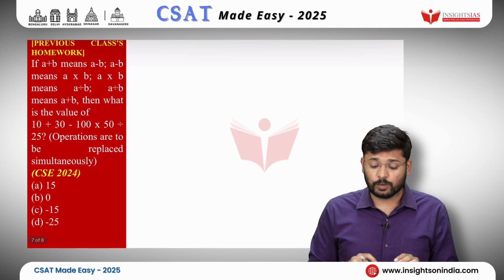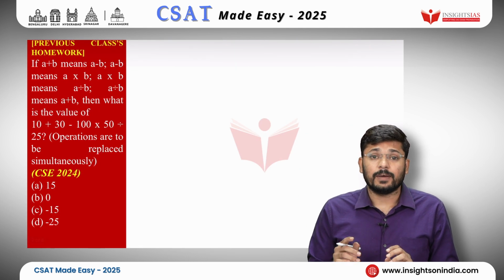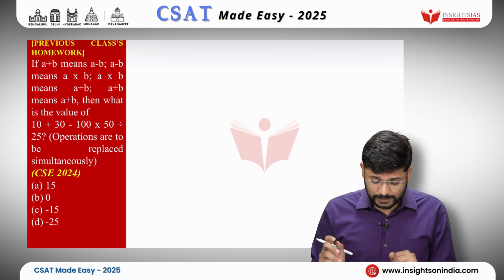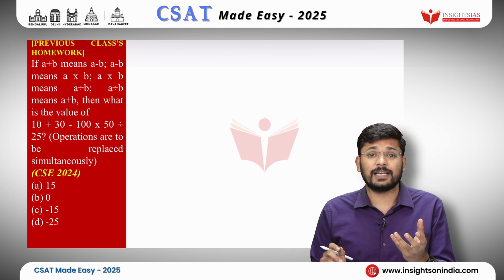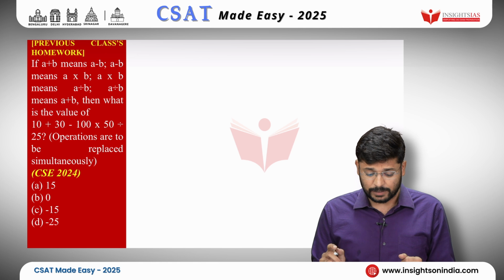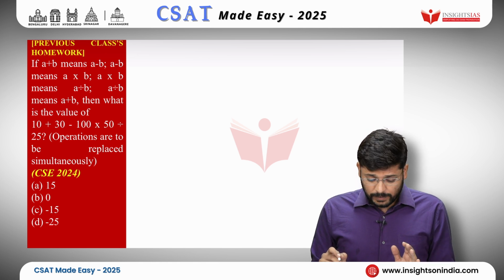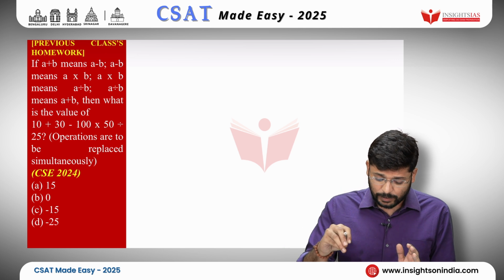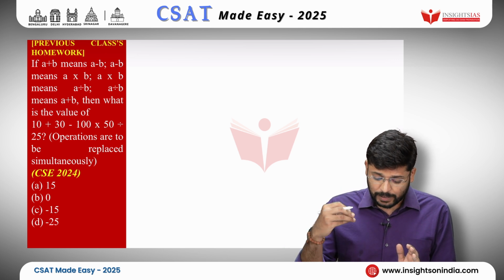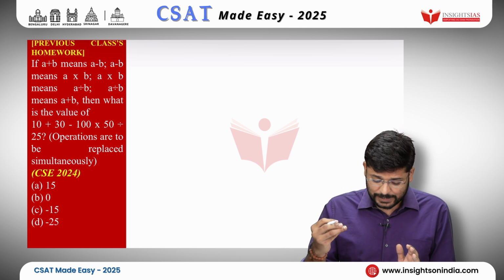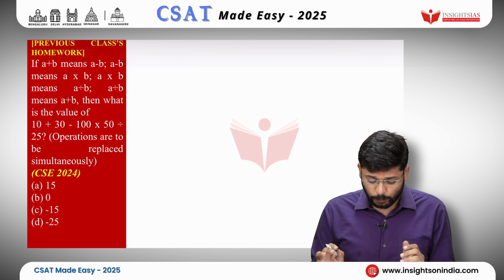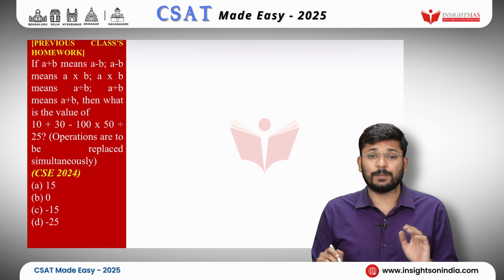And now it is time to answer the previous class's homework question. What was the previous class on? It was on notations and BODMAS, right? This is the question. If A plus B means A minus B, A minus B means A into B, A into B means A divided by B, and A divided by B means A plus B, then what is the value of 10 plus 30 minus 100 into 50 divided by 25? Operations are to be replaced simultaneously.